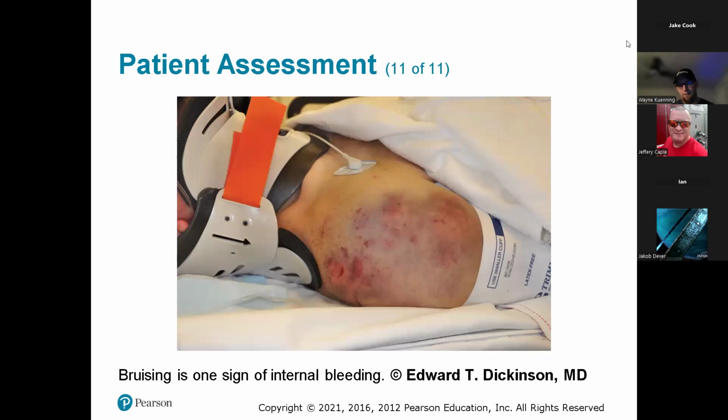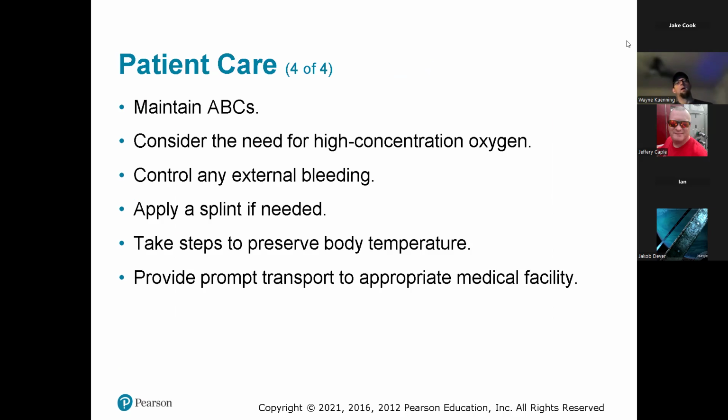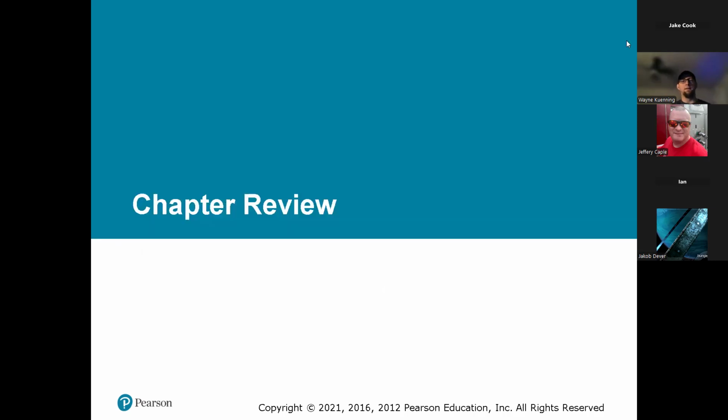That's a decent picture of what was probably a broken shoulder with a blood pressure cuff on it. Leave that there. Patient care for these patients. Obviously, we're going to maintain our ABCs. Consider the need for high concentrated oxygen, simply because we don't want our patients to become hypoxic or hypothermic, which leads to coagulopathy. We're going to control any external bleeding as best we can, apply a splint if needed, take steps to prevent heat loss, and rapid transport to an appropriate medical facility.